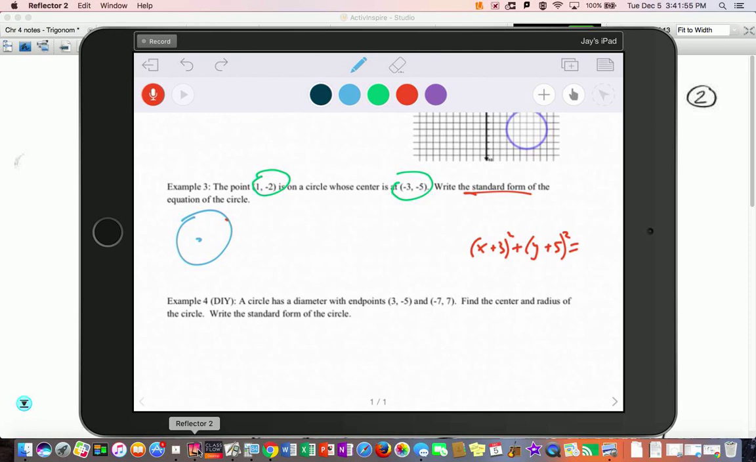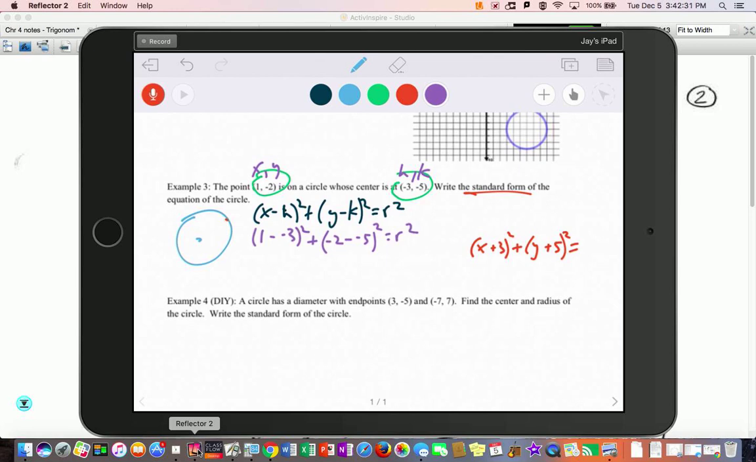Is to just set up (x minus h) plus (y minus k) equals r squared. So now you know x is the solution point. So this would be x and y. This is h and k. So x is 1 minus negative 3 quantity squared. Y is negative 2, the solution point. K is the negative 5 from the center.